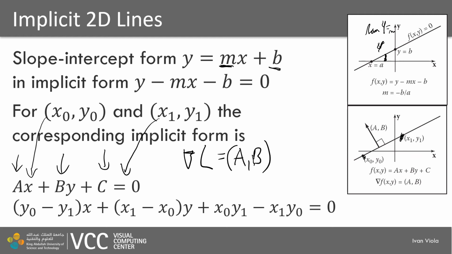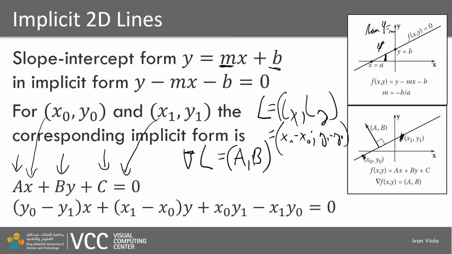So how can we define A and B? We can do it from the fact that we know the vector L between the points x0, y0 and x1, y1 equals Lx and Ly, and that equals x1 minus x0 and y1 minus y0.